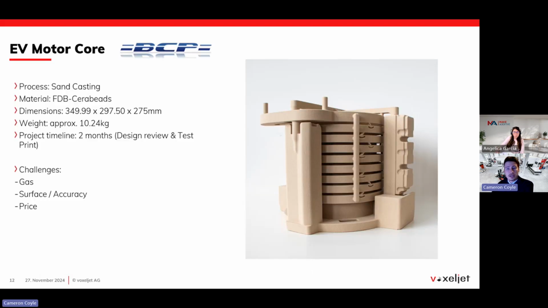So here we can take a short look at a customer case study of a printed part which we worked on in the past. This is an aluminium foundry based in the UK. They're called BCP, or Brooks Crownhill Pattern Makers. And this particular part is an EV motor core. It's 350 by 300 by 275 millimeters and around 10 kilos as it stands today.